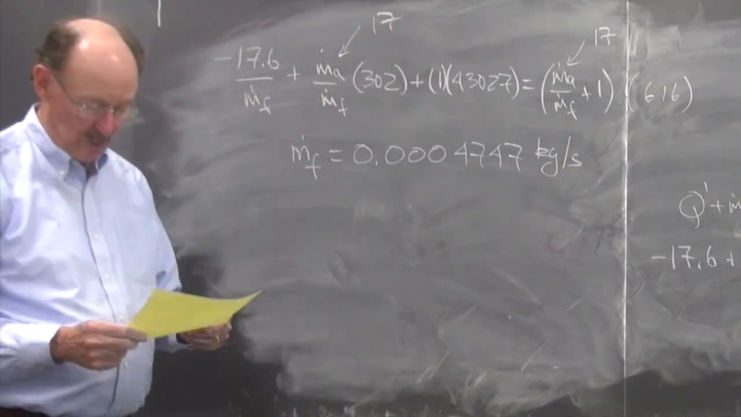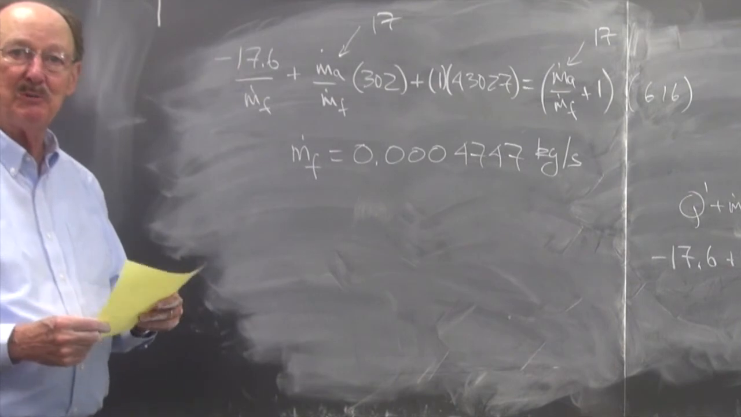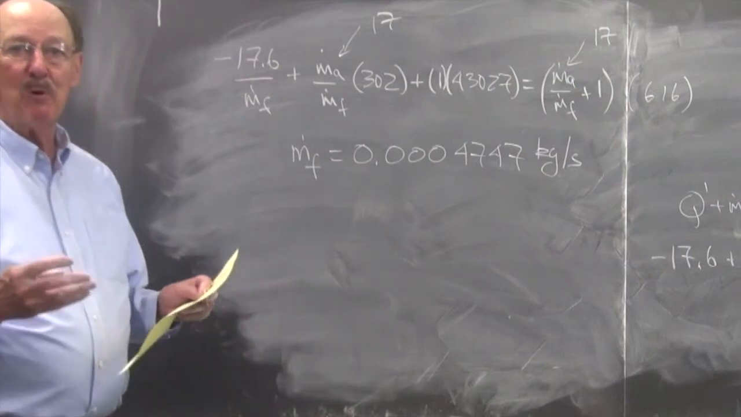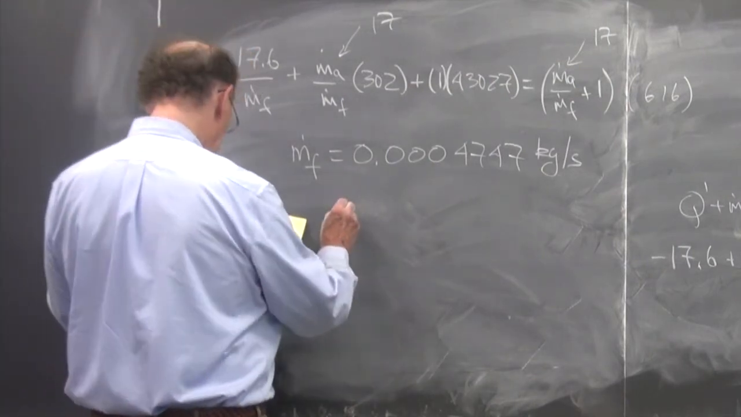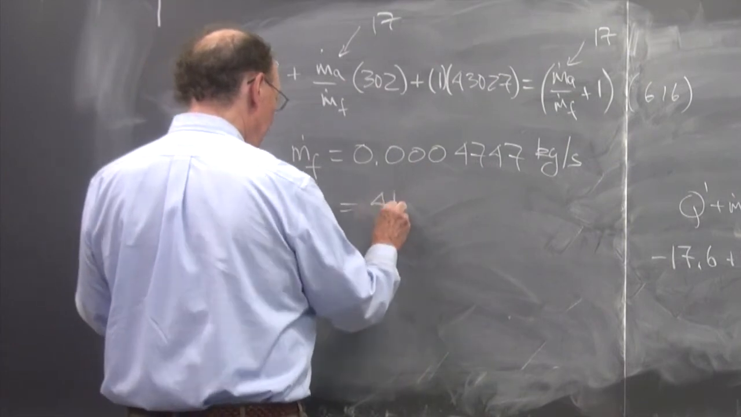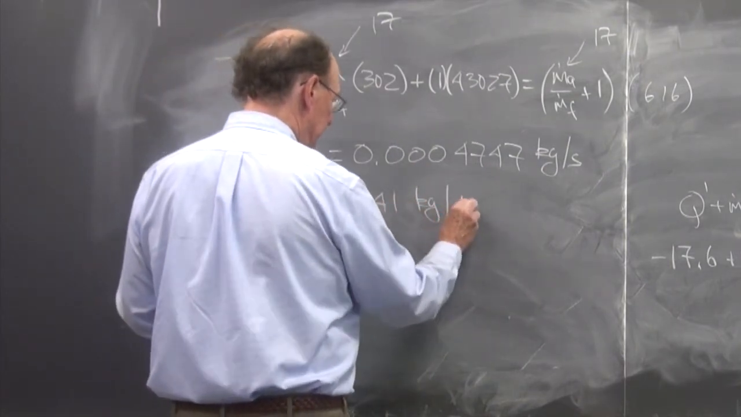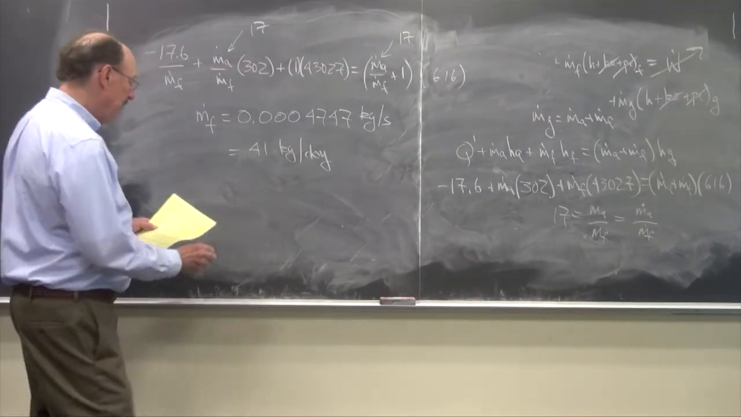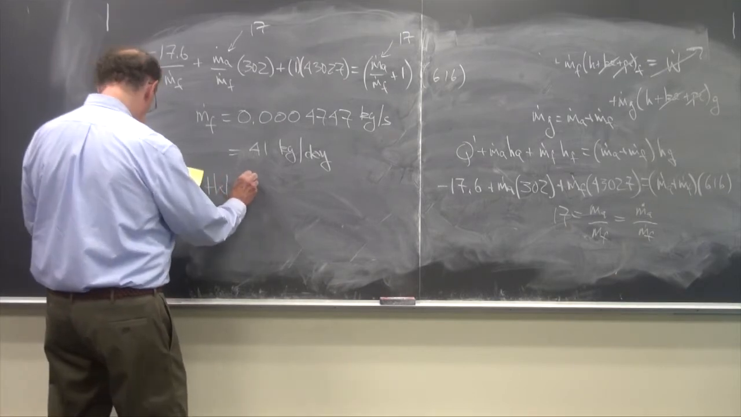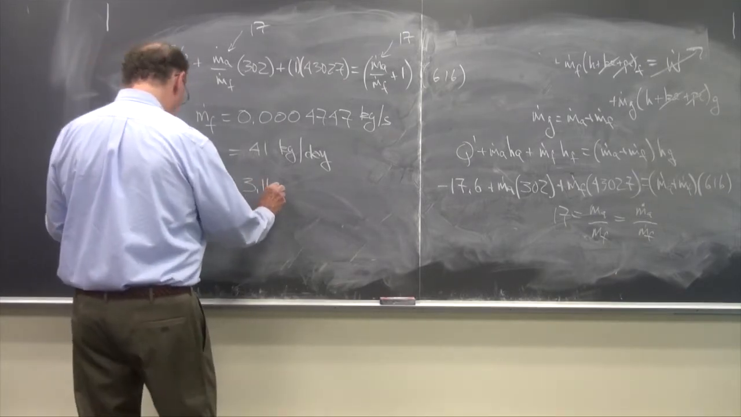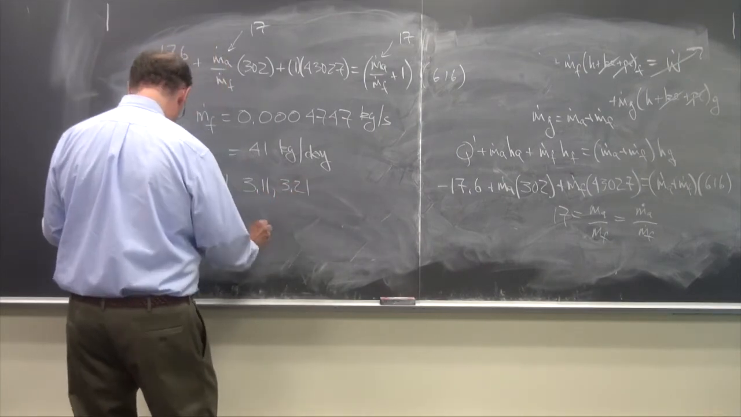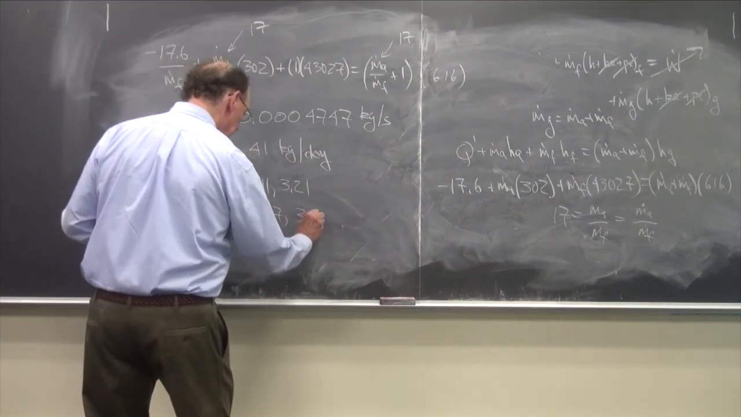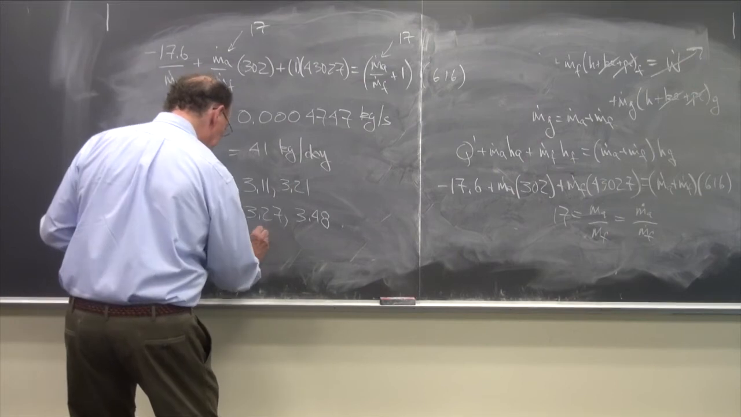That isn't what the problem asked for, however. They want to know how many kilograms per day you used. So I have to multiply by 3,600 seconds per hour and 24 hours per day. And this turns out to be 41 kilograms per day. And now, so that I'm not the only one doing home problems, for homework, do 311, 321, 327, 348, 350.